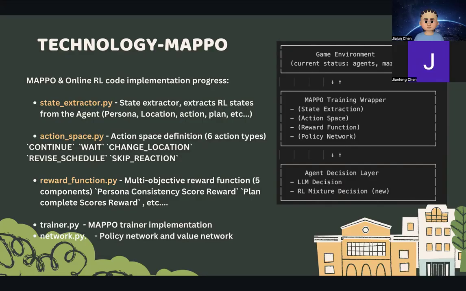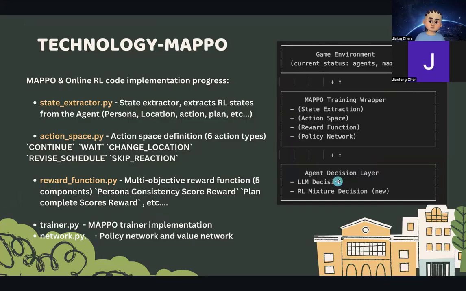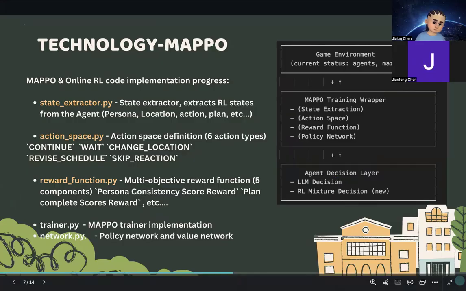This handles our training loop. On the right, you can see how these modules work together. The game environment feeds into the MAPPO trainer and wrapper, which then connects to the agent's decision layer. Agents can make decisions either purely through the LLM or through a mixture of RL and LLM decisions. Okay, next, please.